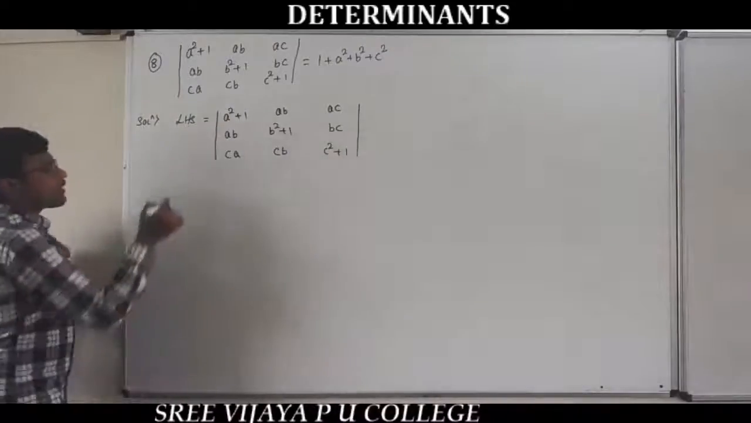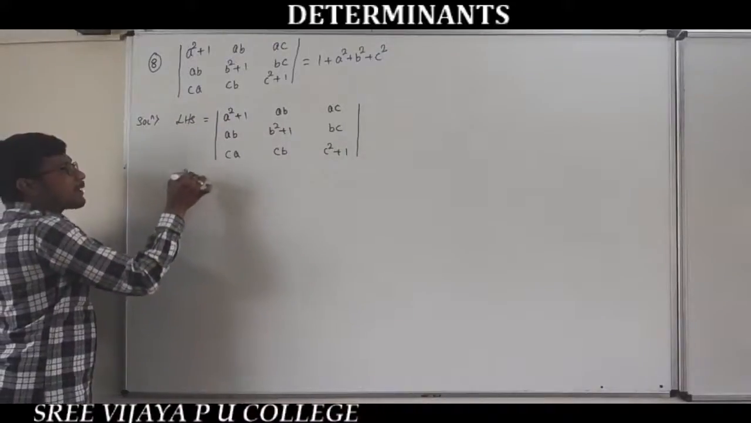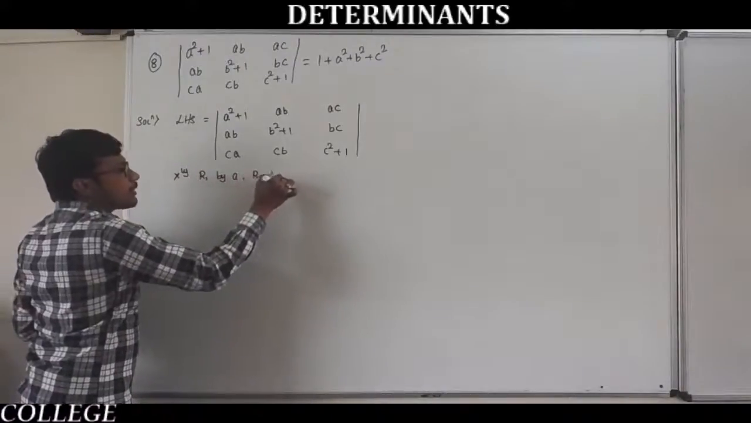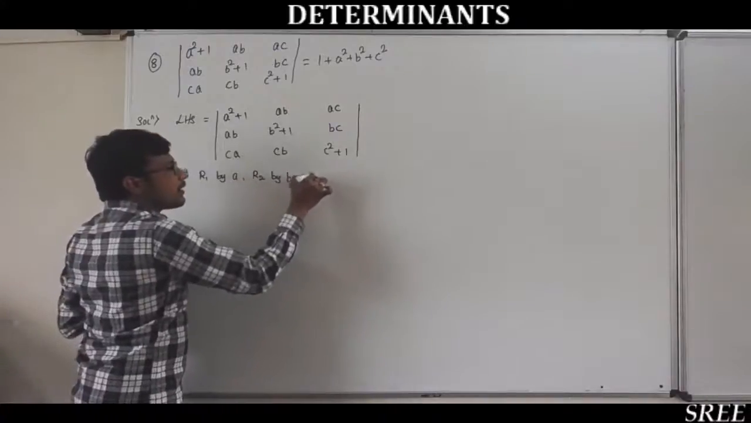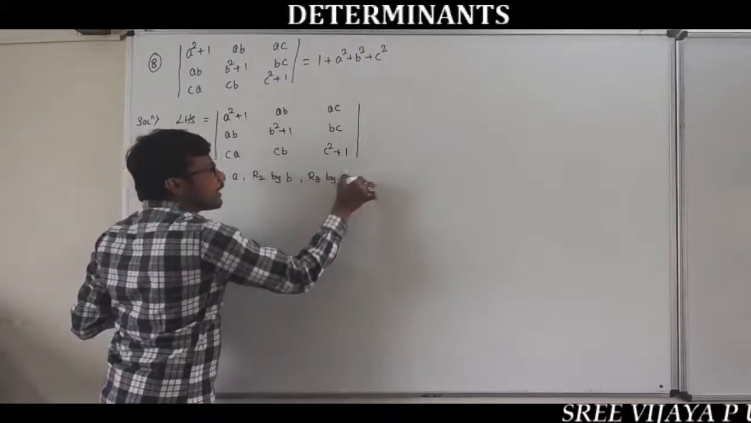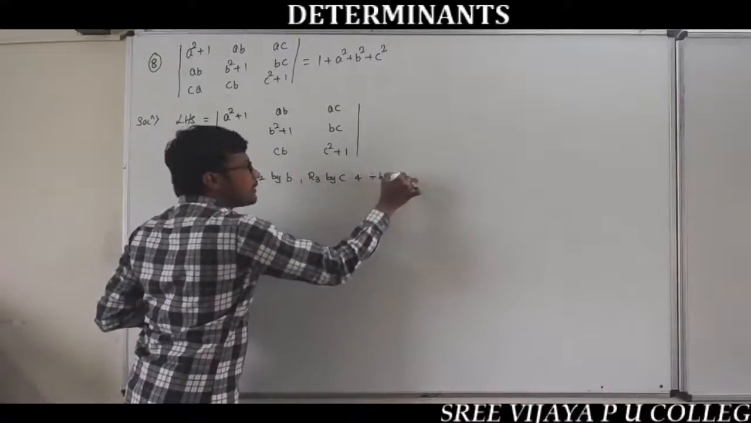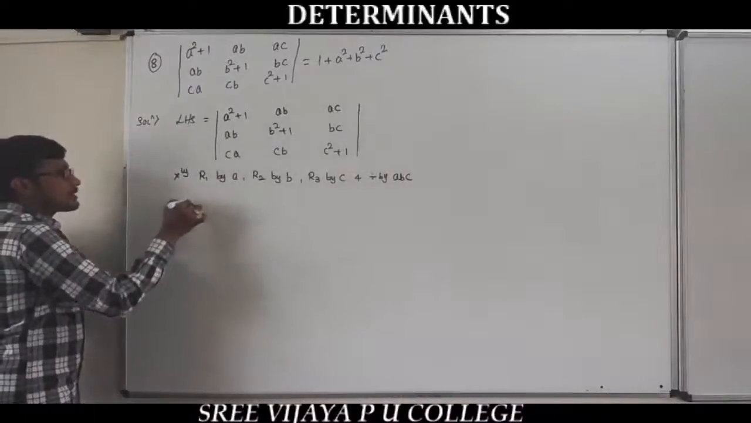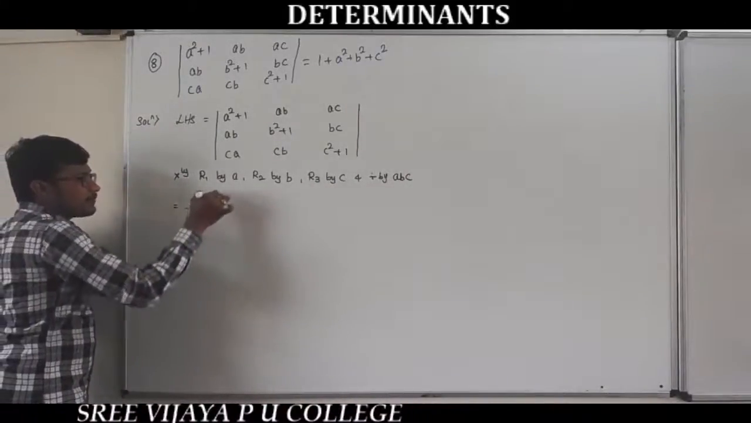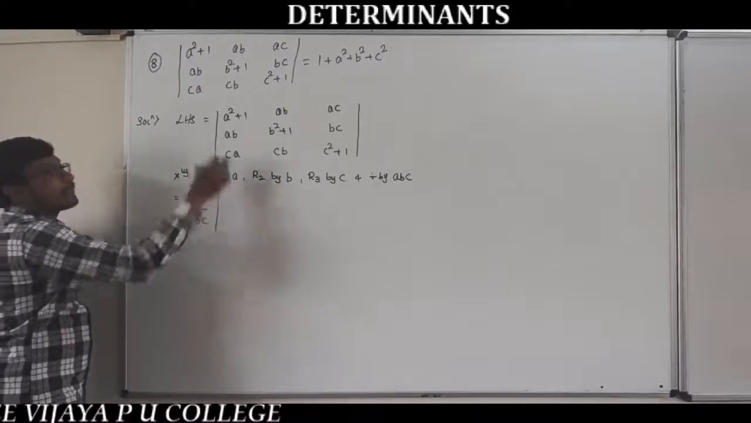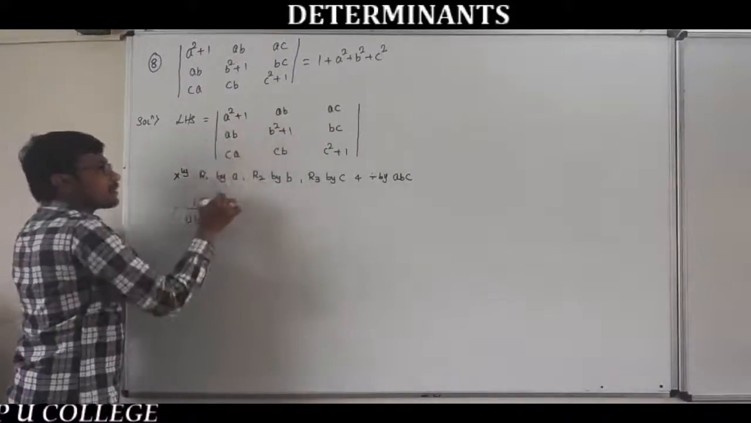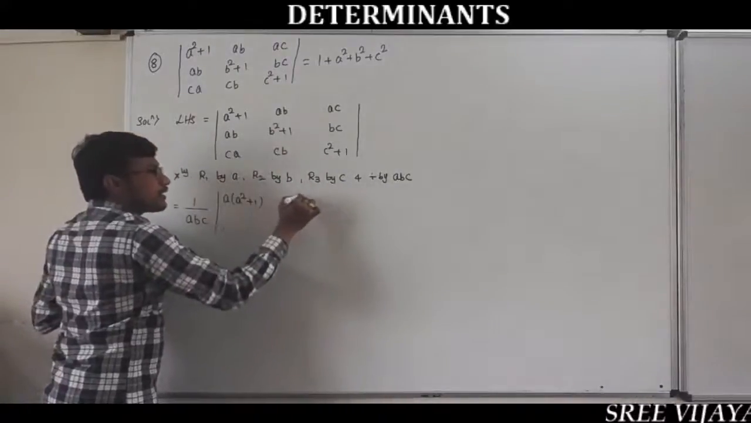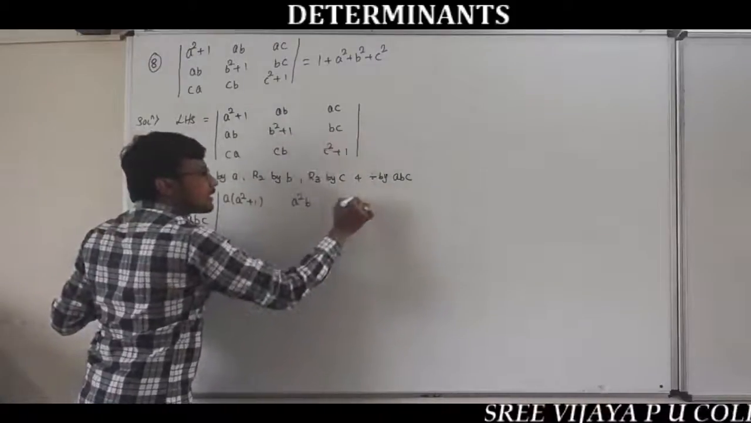For that, what I am taking means: multiply R1 by A, R2 by B, R3 by C, and divide by ABC. I will apply this operation here. So divide by ABC can be written outside as 1 upon ABC. Now for the entire R1 you multiply by A: A into A square plus 1, A into AB is A square B, A into AC is A square C.